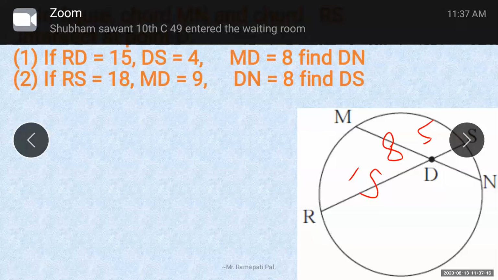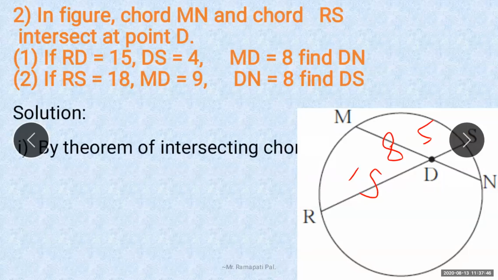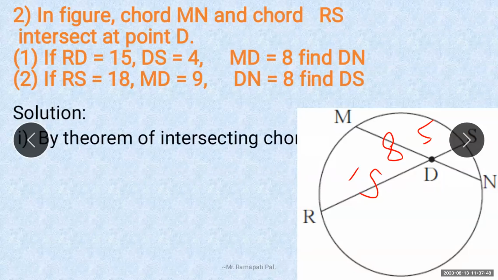Now question number 2. Chord MN and chord RS. Two chords, you can see, are intersecting each other at point D. Okay. RD is given 15, ND is given 4, MD is equal to 8. MD is also given. Only one thing we have to find, that is DS, by using the formula. Okay. So you have to remember all those formulas by the theorem of intersecting chords. Correct? Can anyone write the theorem in the chat box?